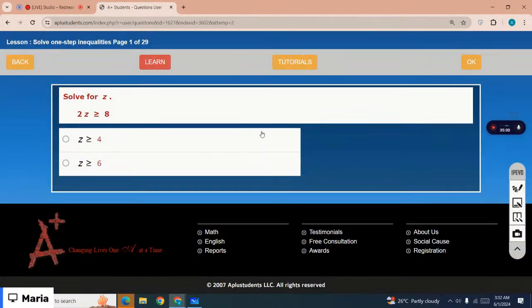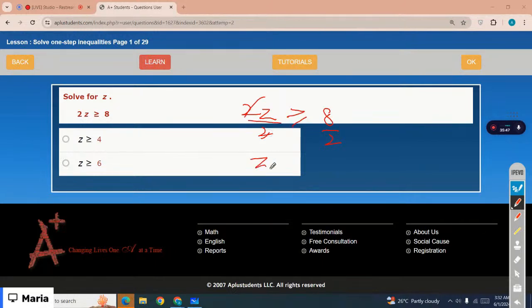2z is greater than or equal to 8. So 2 is multiplying z. You need to isolate the variable z. So you have to divide both sides by 2. So that is z is greater than or equal to 8 divided by 2. The correct option is z is greater than or equal to 4.